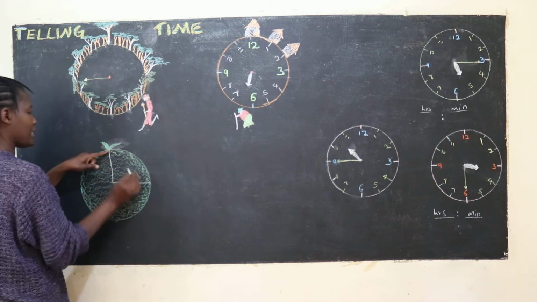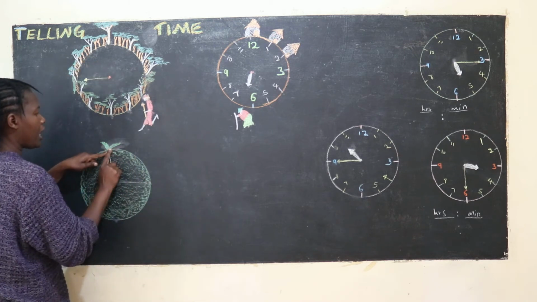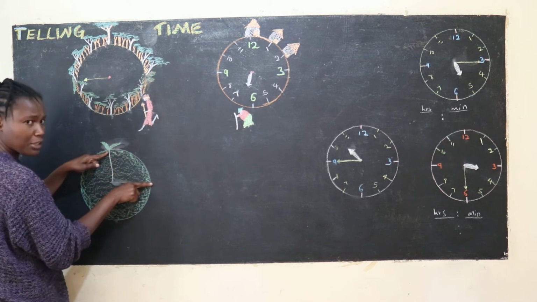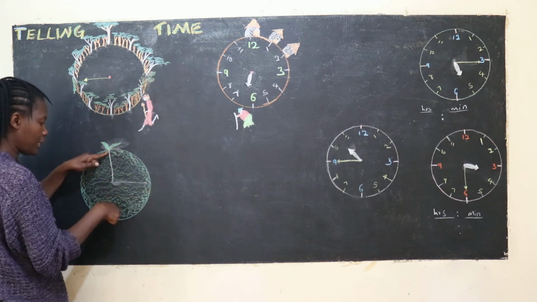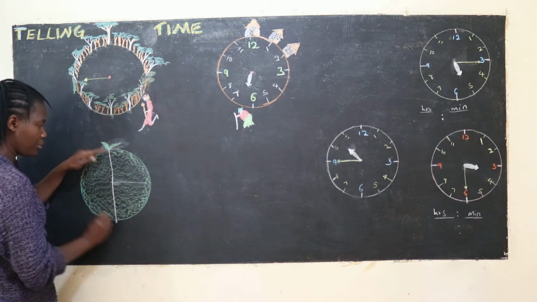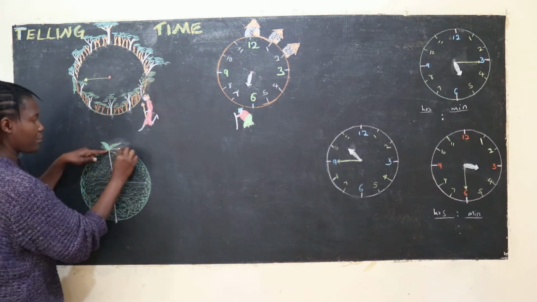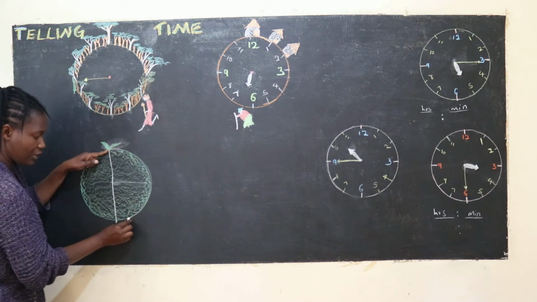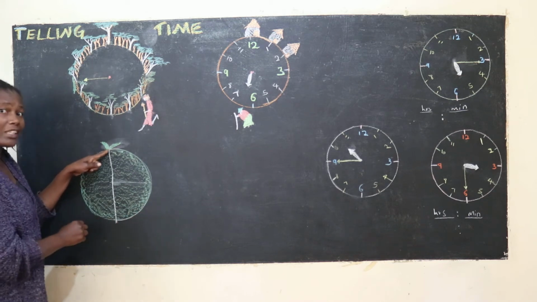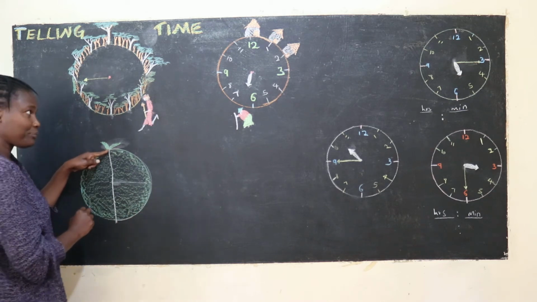If the Moran started from this point and ran 15 minutes, ran up to here, it is 30. And it would be like that. Look at the shape. That is half. So we call that half past.